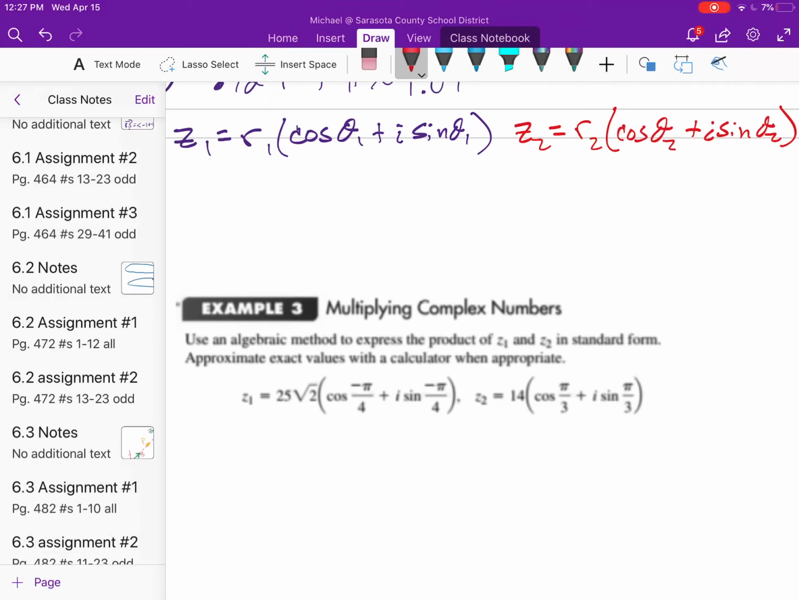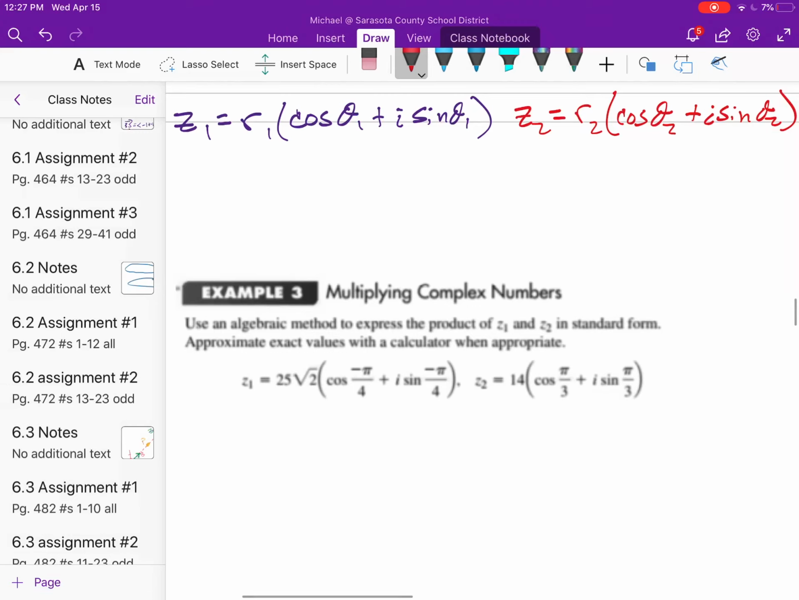This assumes that we have a background in how to convert from polar form to complex standard form or vice versa, which is what we determined in our previous video.